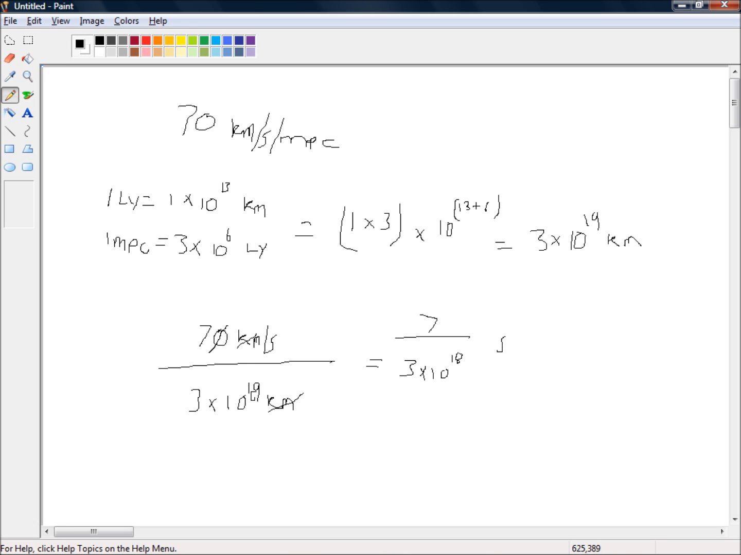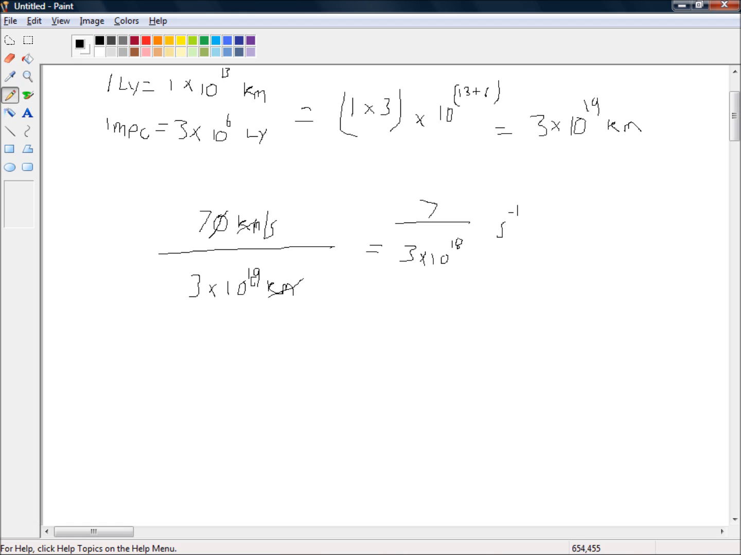And that's reciprocal seconds. Okay, so that's equal to, well, that's 7 over 3 times 1 over 10 to the power 18, or 10 to the power negative 18 reciprocal seconds. Now, if we want to get that into actual seconds, we're going to need to take the reciprocal of the whole thing.